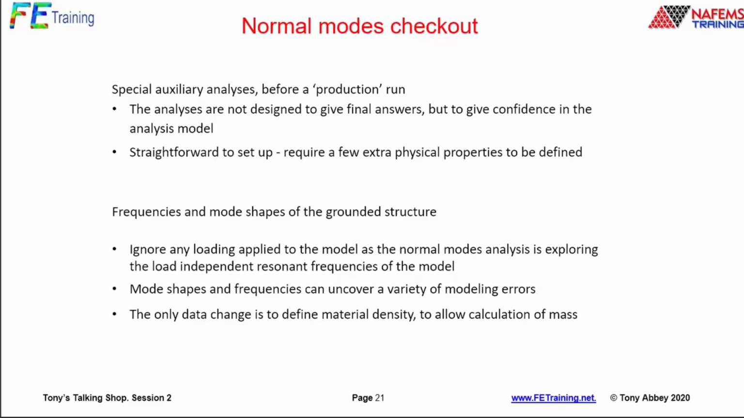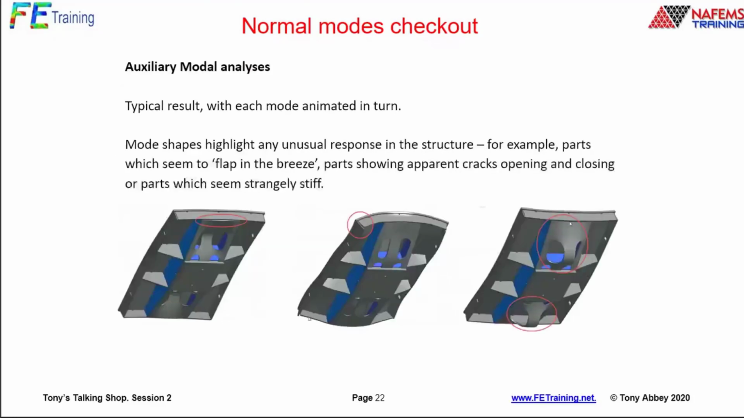Just flip the solution type. Got a static solution, just flip it to a normal modes analysis. It's going to pick up your boundary conditions, going to ignore your loading and just give you the mode shapes. And it's those mode shapes that we're interested in. Going back to that pattern there that I talked about, again, we ran this through and we could see some errors in the modeling here.